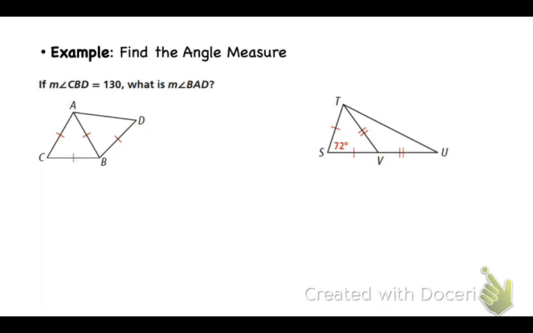Okay, so I have a picture. I have an equilateral triangle and an isosceles triangle in that one picture. Do you see them? Equilateral, isosceles. So do we label it? It says angle CBD is 130. So that means this whole thing right here is 130 degrees. It wants to know angle BAD. So BAD, it wants to know this one.